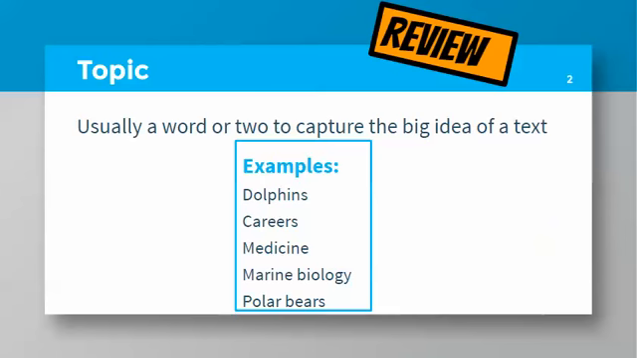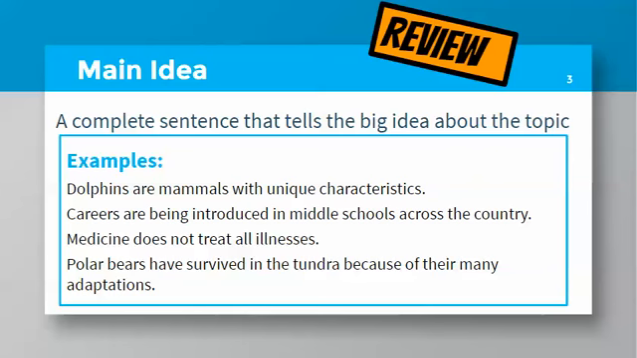First, let's do a quick review. So topic is usually just a word or two that captures the big idea of a text. Some examples are one word, like dolphins, careers, medicine, or a short phrase like marine biology or polar bears. Main idea is a complete sentence that tells the big idea about the topic. So first I start my sentence with the topic, like dolphins, then I tell more about them. Dolphins are mammals with unique characteristics.